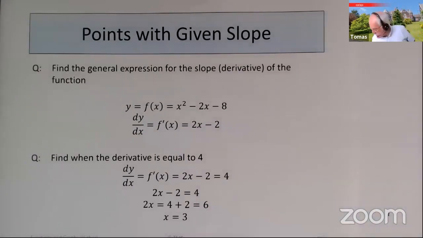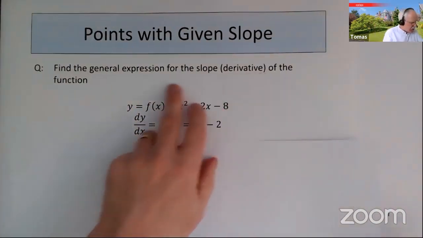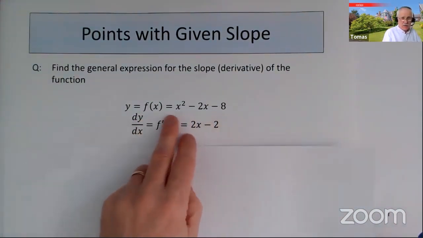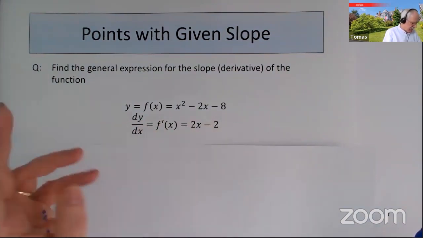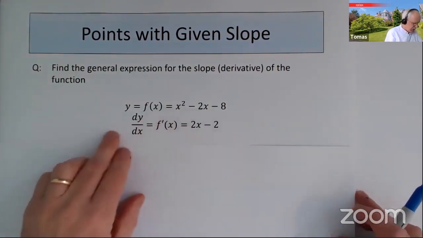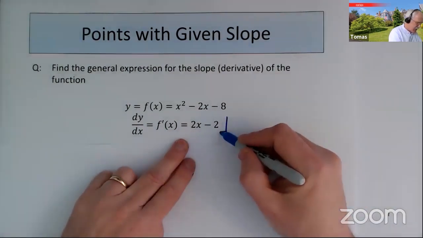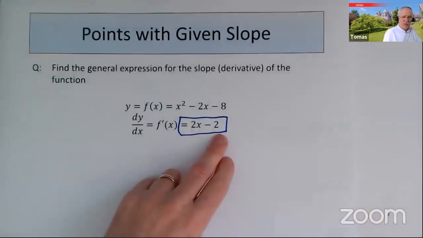Now, the next question then is, find the general expression of the slope of the function. Well, we did that before. Find dy/dx, or f dash x. So you get dy/dx is 2x minus 2 there. That's the formula always.